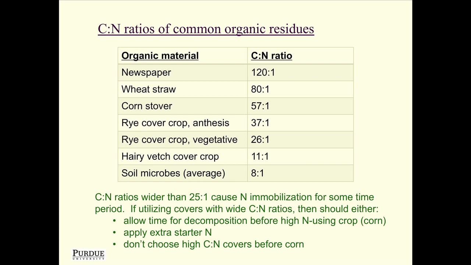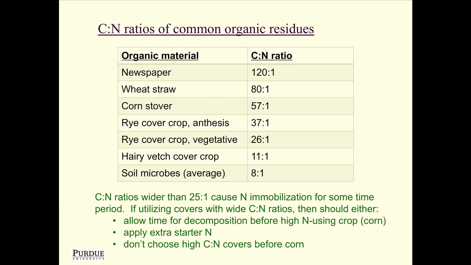If you have a material that's about 25 to 1, it's not going to tie up nitrogen significantly, but it's also not going to release significant amounts of nitrogen. If it's lower than 25 to 1, it'll decompose quickly and release a lot of the nitrogen, not all of it, a lot of it. If it's higher than 25 to 1, when the microbes try to decompose it, they're going to tie up nitrogen.